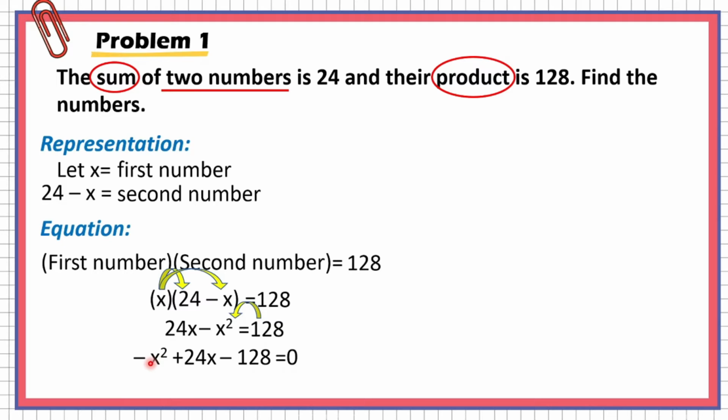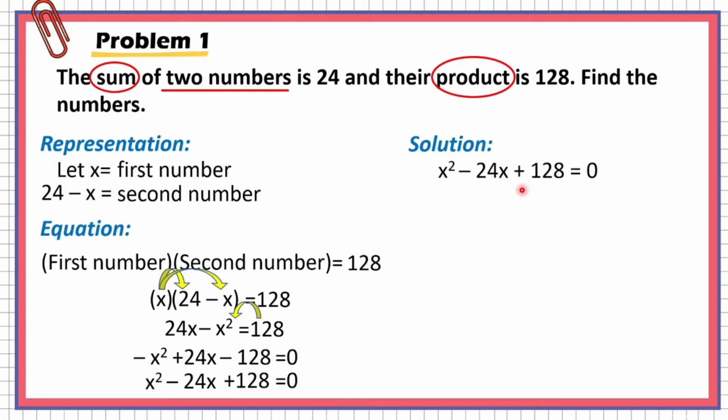Next, kung mapapansin nyo, ang ating quadratic term ay nasa negative. So, by multiplying negative 1 sa lahat ng term na ito, magiging positive x squared. Then, ito mag-iiba naman ng sign, magiging negative 24x. Then, ating constant term magiging positive 128. Then, equal to 0. Then, solution. So, copying this quadratic equation, ang gagawin natin, we're going to factor using the factoring method.